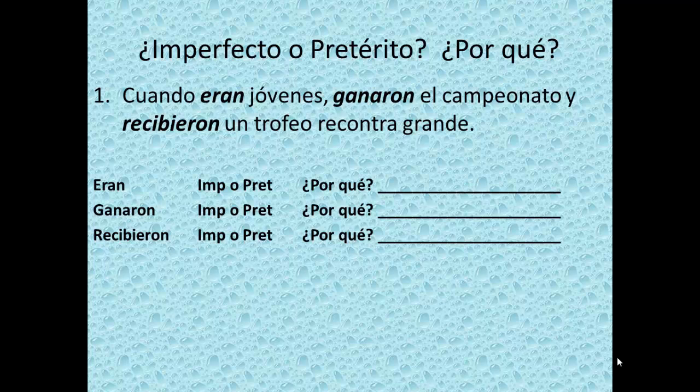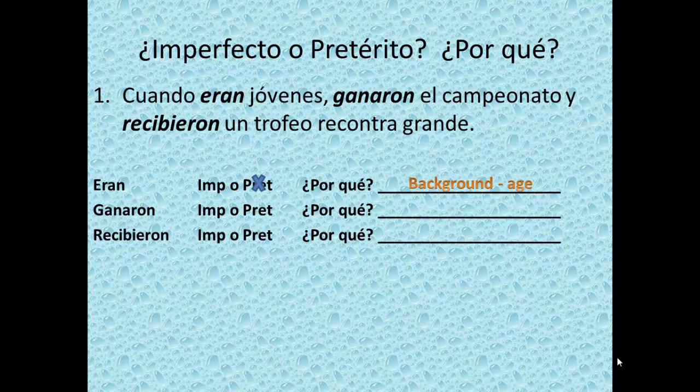So eran, is it conjugated in the imperfect or the preterite? So go ahead and see if you can answer yours on your sheet, and then I'll give you the answer. Eran is in the imperfect. And why did we choose the imperfect? Cuando eran jóvenes. Well, that was because it's a background, it's an age, it's also an unspecified ending and beginning. Okay, so any of those answers would have been fine if you had put those down.